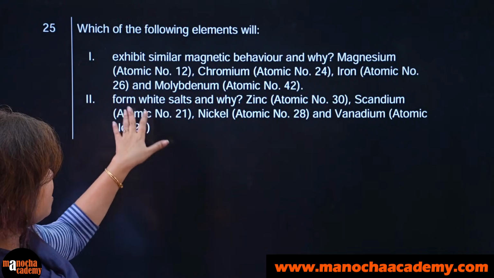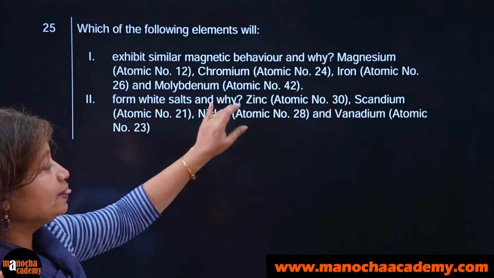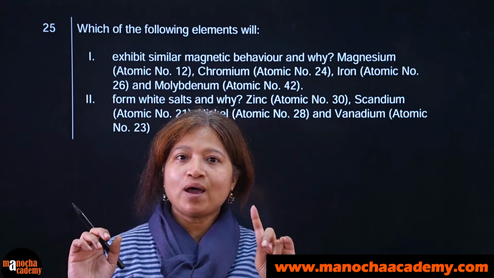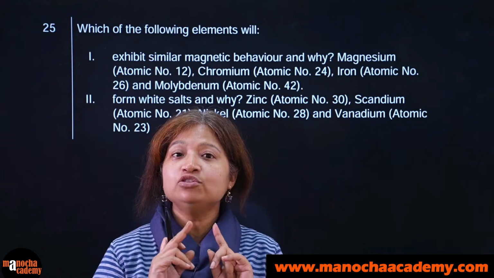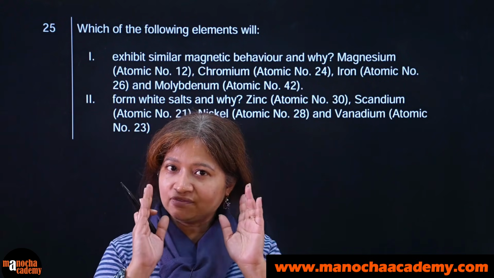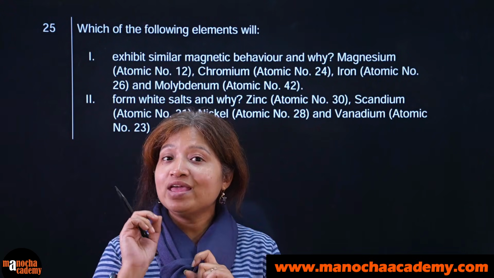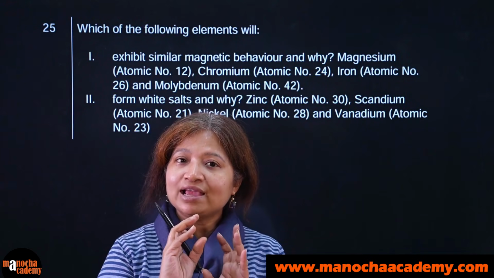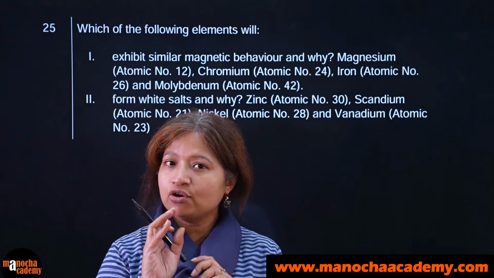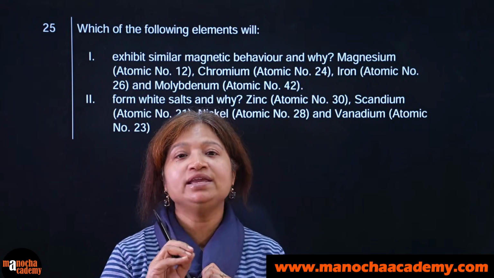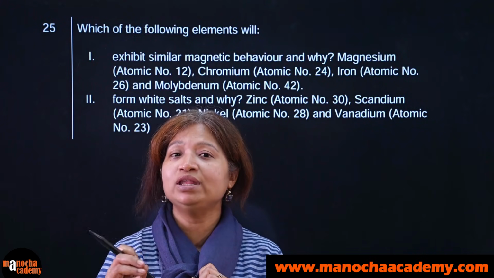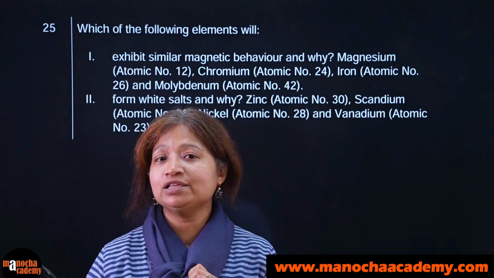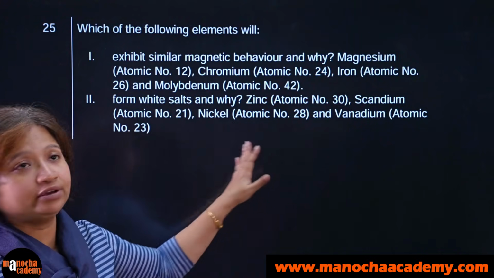And for the next part, form white salts and why. Here, if you remember, salts are white only when there is no d-d transition. That's the vital answer for why. And there is no d-d transition when either d electrons are 0, that is d0 configuration, or fulfilled d electrons, that means d10. So for only d0 and d10, no d-d transition will take place. So that again you have to find out from here.